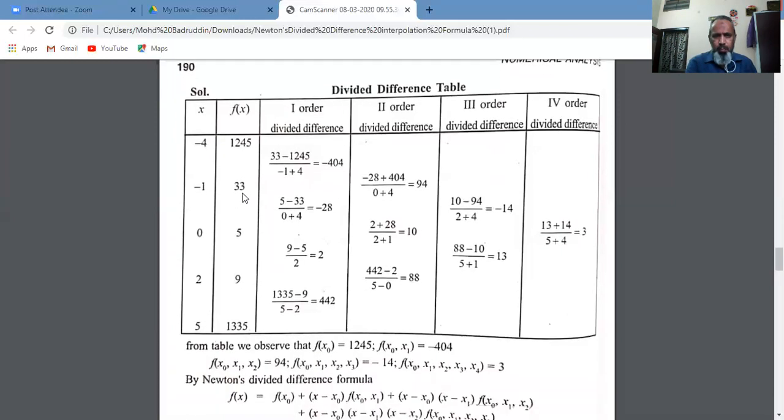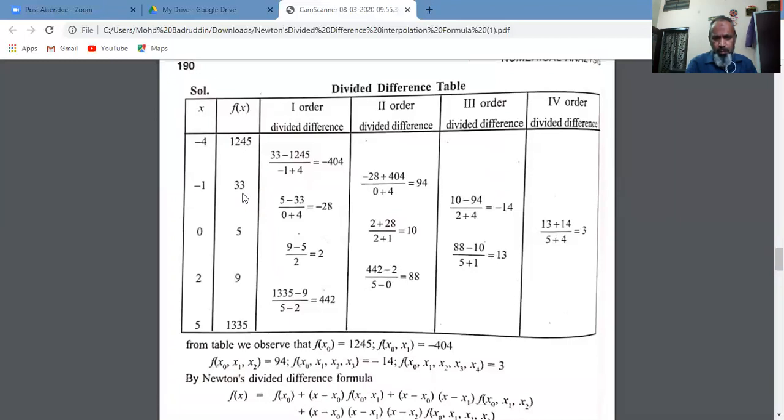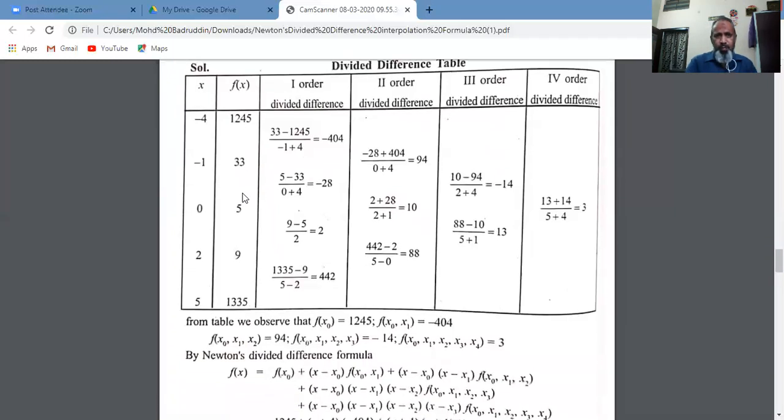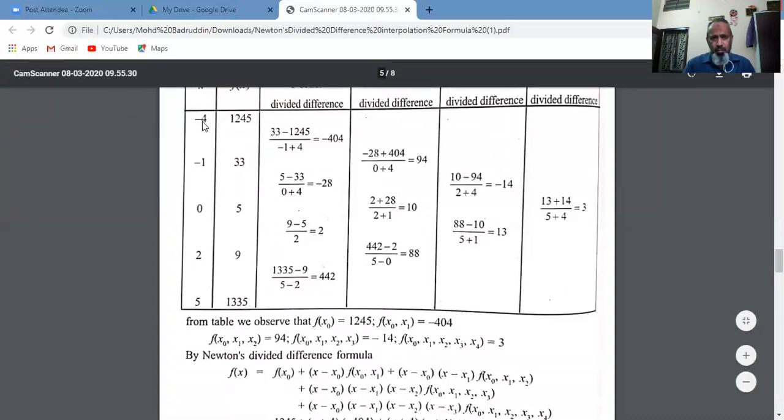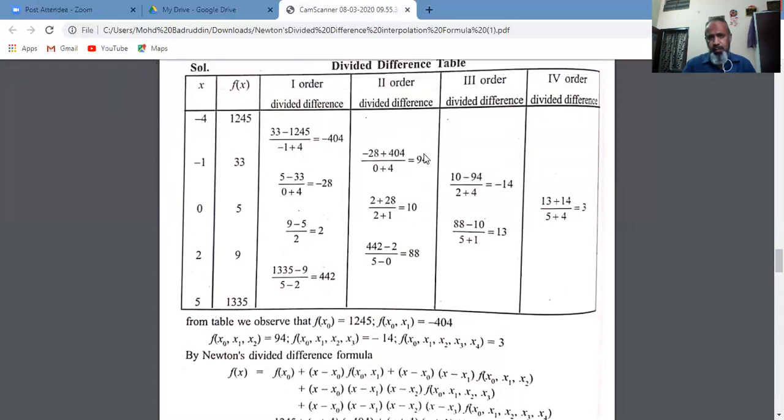Now we have to determine the polynomial. So what is given here? This is x naught, this is the y0 value, and this is the first divided difference, f of x naught comma x1. And this value 94 is f of x naught comma x1 comma x2, the second divided difference. This is the third divided difference, minus 14. And this is the fourth divided difference, f of x naught, x1, x2, x3, x4.